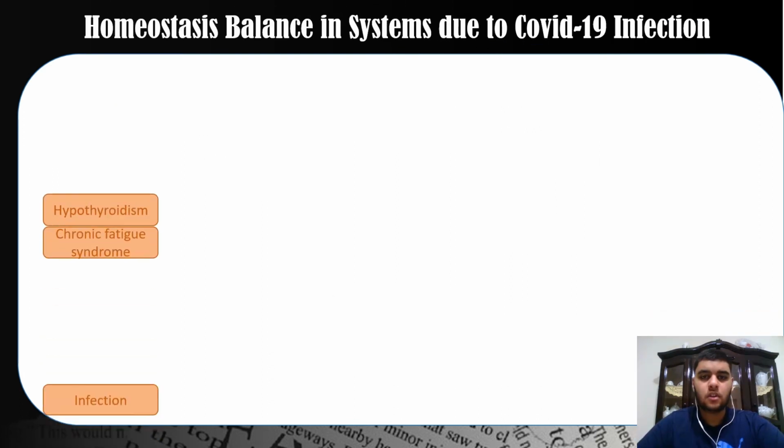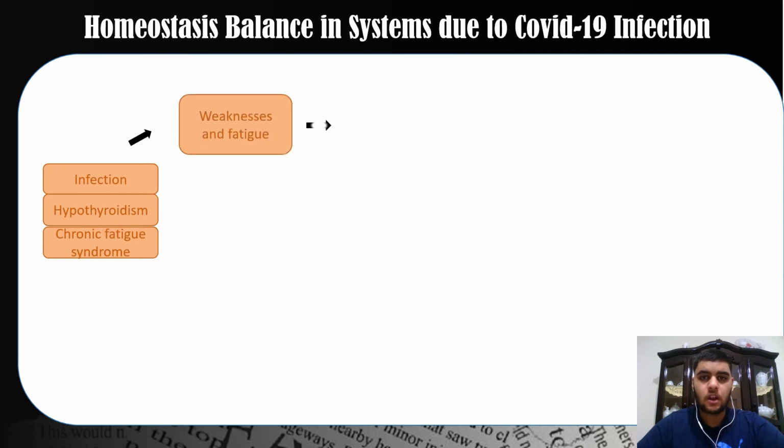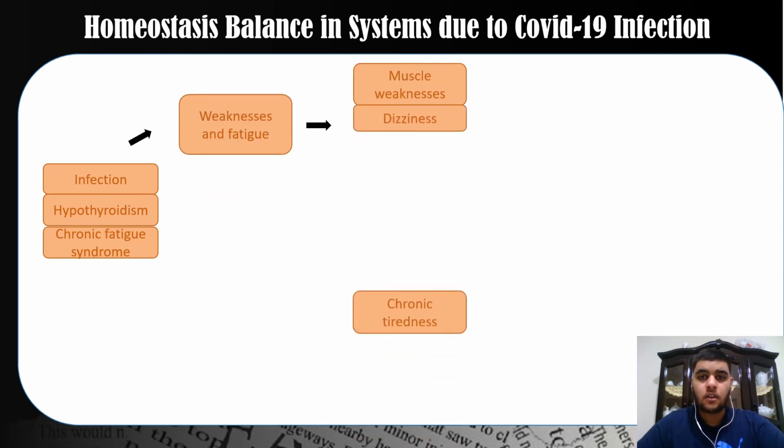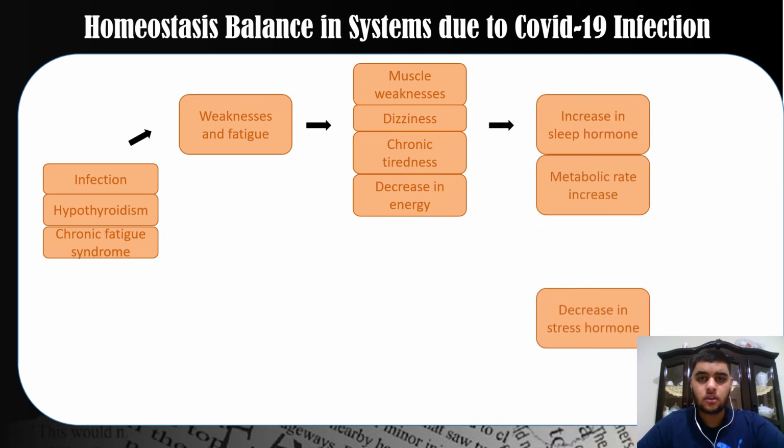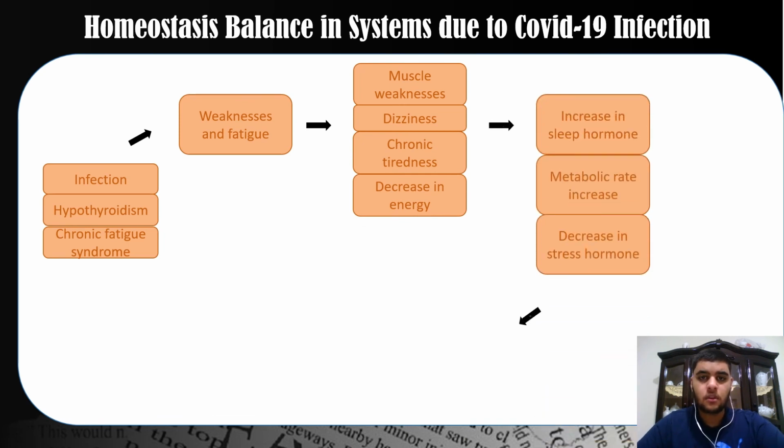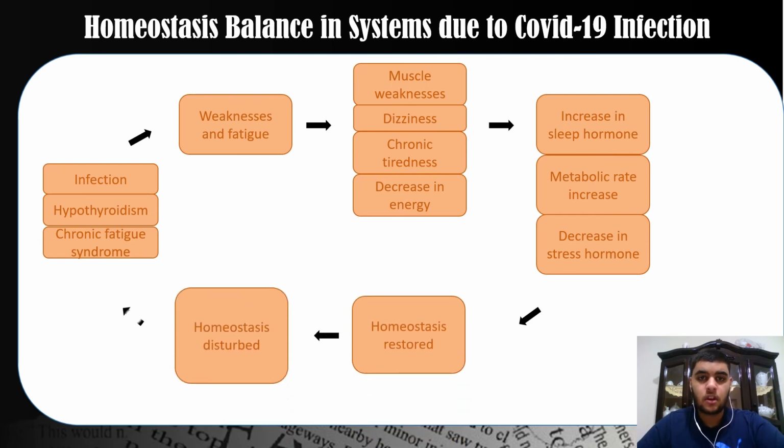So, infection, hypothyroidism, and chronic fatigue syndrome can cause weakness and fatigue. Fatigue causes muscle weakness, dizziness, chronic tiredness, and a decrease in energy. The body will try to recover from these effects by increasing metabolic rate and sleep hormones and decreasing stress hormones. By this, homeostasis is restored. Once homeostasis is disturbed, the cycle will be repeated.